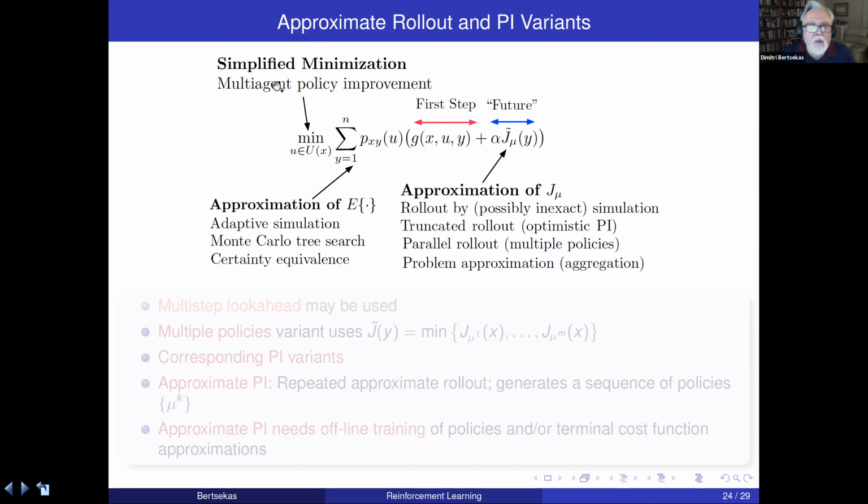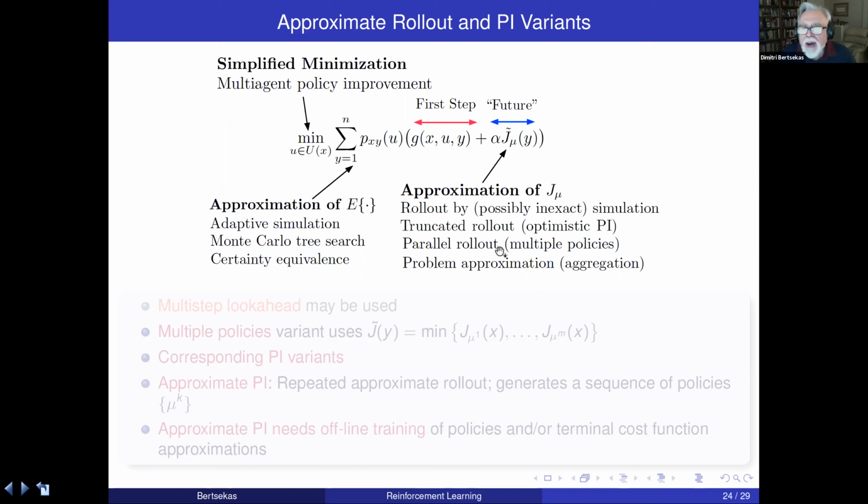I'm going to discuss that, by the way, in the next lecture as well, where we do an approximation to this minimization operation. Then there's approximation of this expected value. Okay, this involves an expected value here. We may do an approximation using our standard schemes, adaptive simulation, and so on. And then there are the various approximations of J mu, the cost function of the current policy. And this can involve rollout with possibly inexact simulation, truncated rollout, which is what we call optimistic policy iteration.